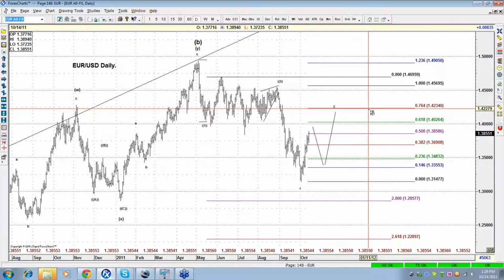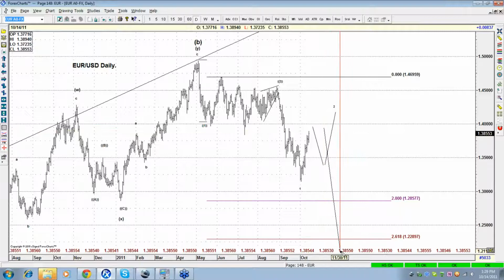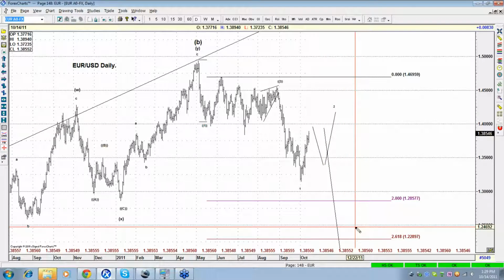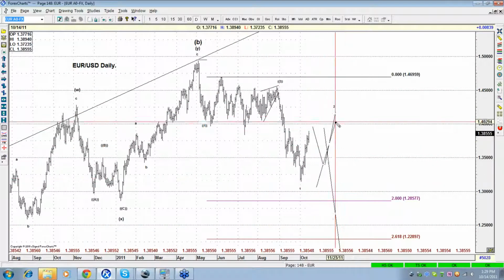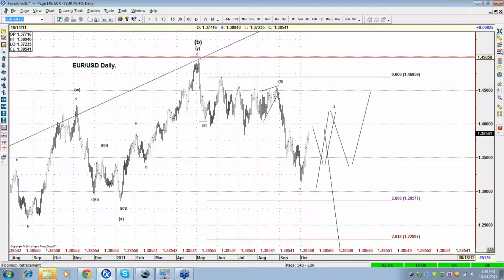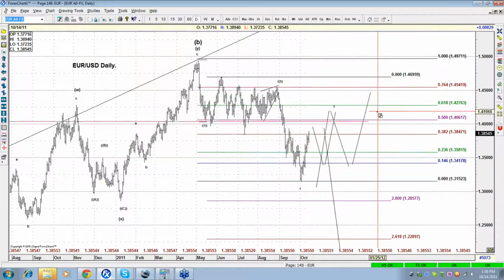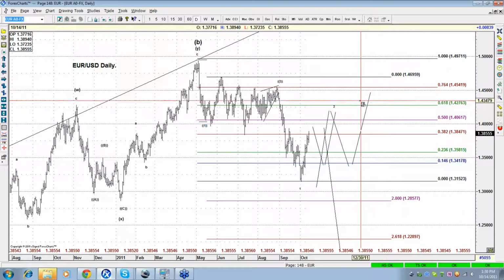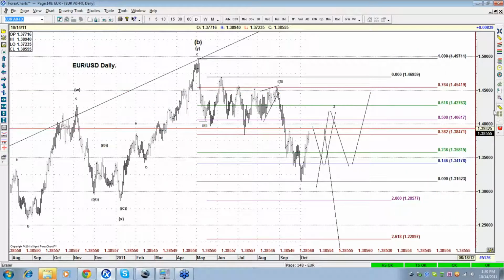How do you prove me wrong? Very simple. That's it. Alternative: A, B, C, and then it goes A, B, C. And if that's the case, then the euro goes to 142.76, extension 145.41. That's my alternative count.